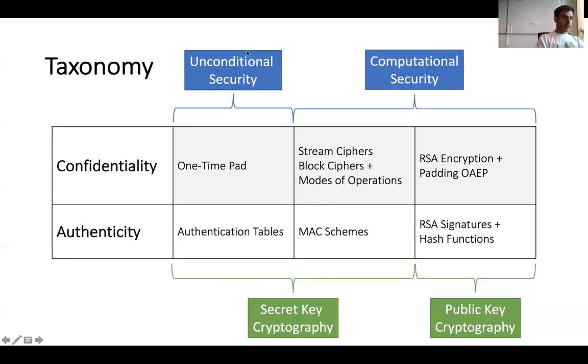So again, let's have a look at the taxonomy and where we are. When we talked about confidentiality, we had unconditional and computational secure solutions. That's the same for authenticity. We had secret key and public key solutions for confidentiality. The same thing holds for authenticity. And in fact, we will see that the techniques that we're going to use in each of these columns will be reminiscent of each other.